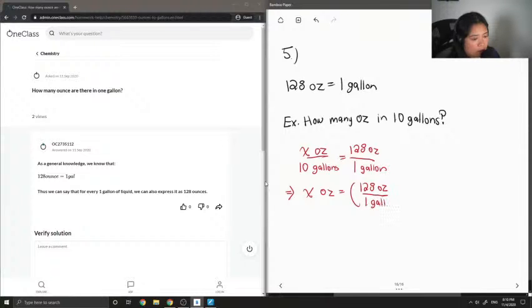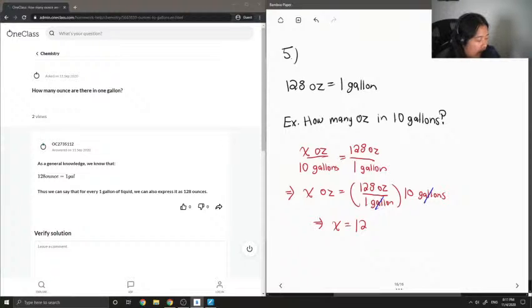So whatever units you're looking for will be on top. Whatever units you want to get rid of will be at the bottom. And you also can tell you did it right if your units cancel out nicely. So our gallons will cancel out and we are left with ounces. Basically, all this equation shows is that we multiply 10 by 128.